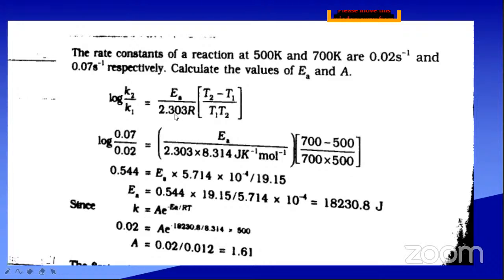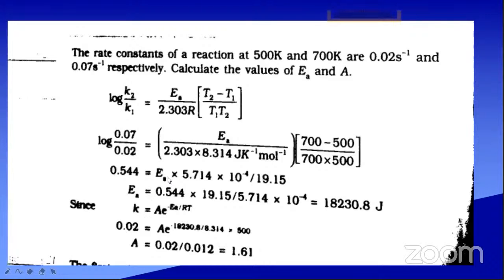Then we have to substitute the 2.303 into R. R we have to take here in joules, that's why 8.314 joule per Kelvin per mole. Simply substitute the T1 and T2 also: T2 equal to 700 and T1 equal to 500. By simplifying all this, what will we get?